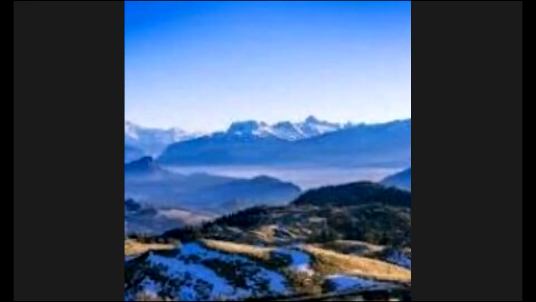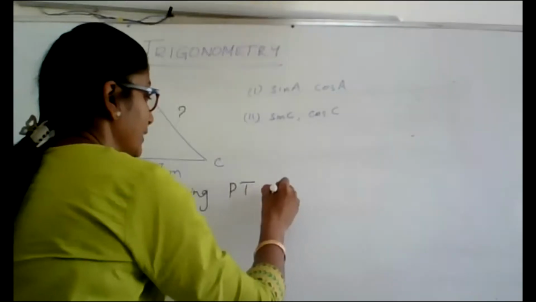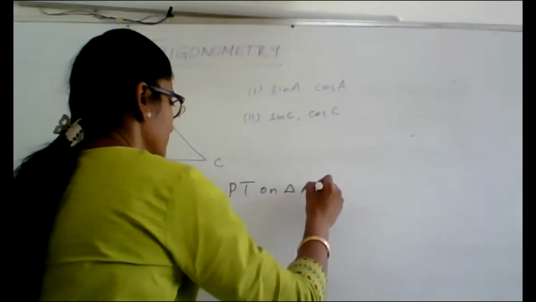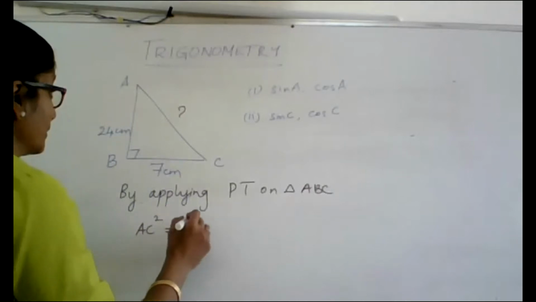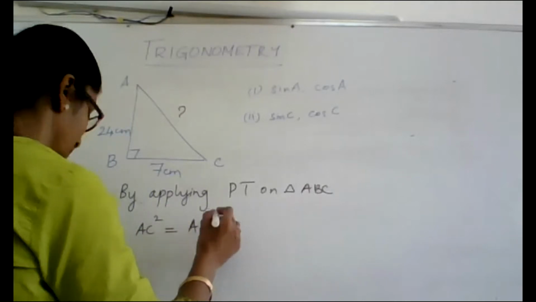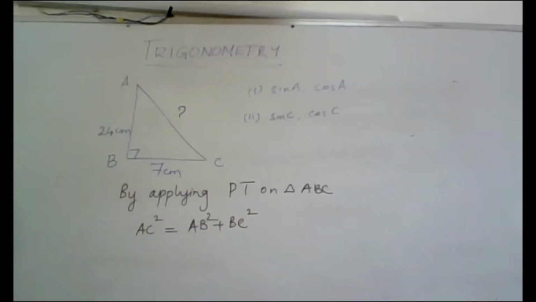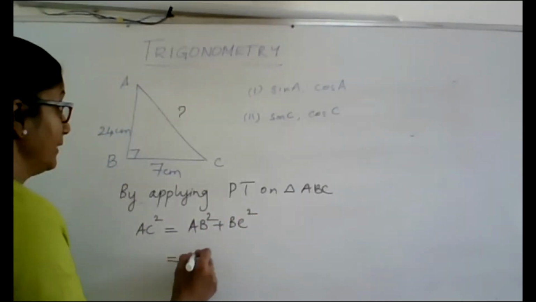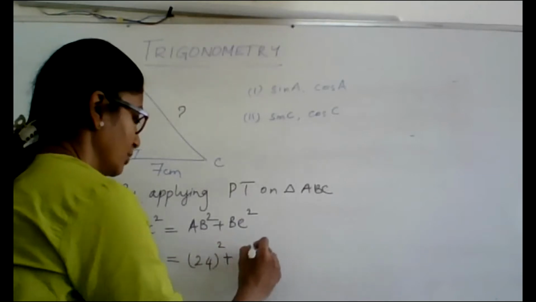By Pythagoras theorem. Yeah, by applying Pythagoras theorem. I'm writing it as PT. Please don't write PT. Write Pythagoras theorem on triangle ABC. Because of the Pythagoras theorem, I know AC square or hypotenuse square is equal to AB square plus BC square. So substitute the values. Your AB is 24 whole square plus BC is 7 whole square.